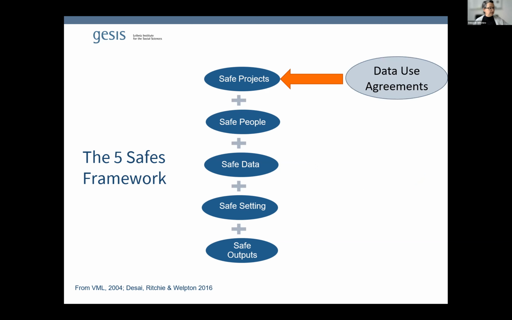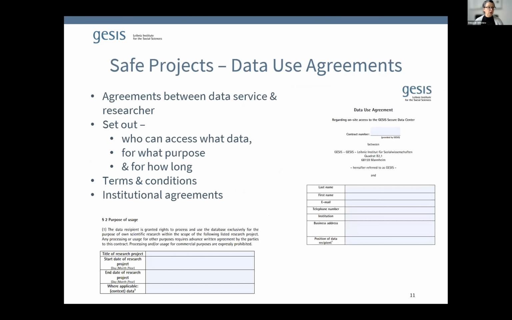So the first one is to look at safe projects, and this is really where the researcher's journey starts. And this starts with the application process. Now, our primary tool here is data use agreements or licenses or contracts. Again, we have different terminology, but essentially this is an agreement between us as the data provider or the data service and the researcher who's going to be using the data.